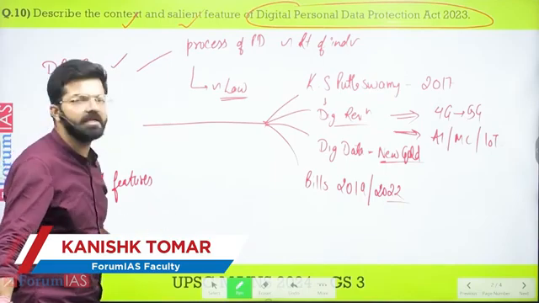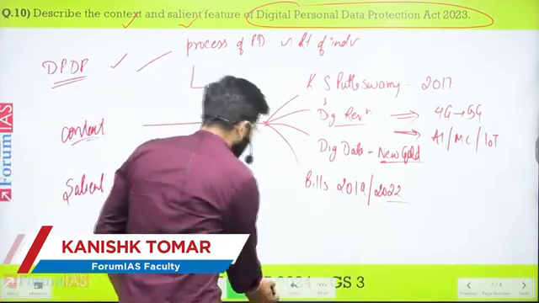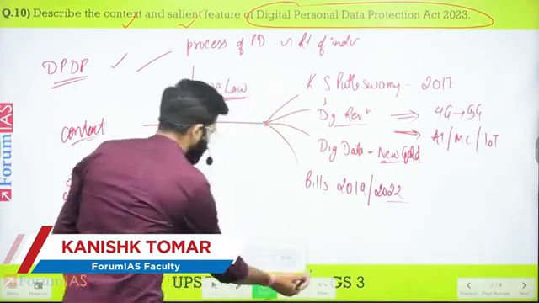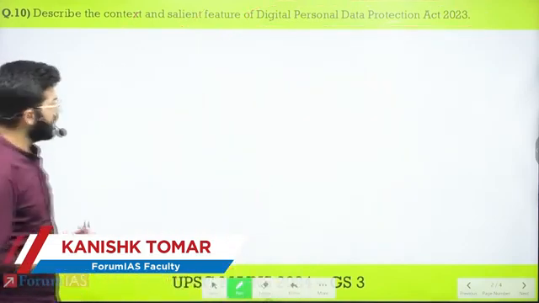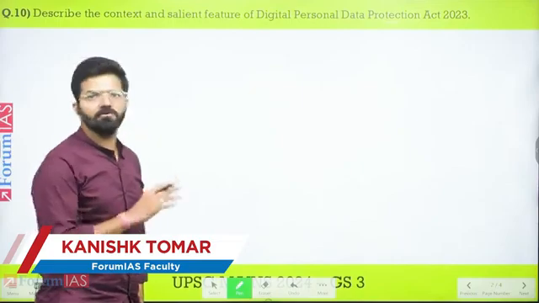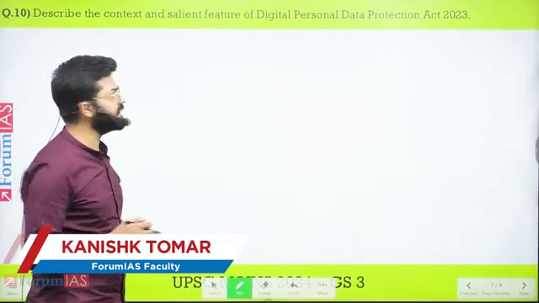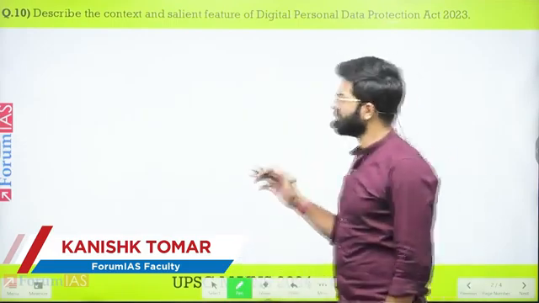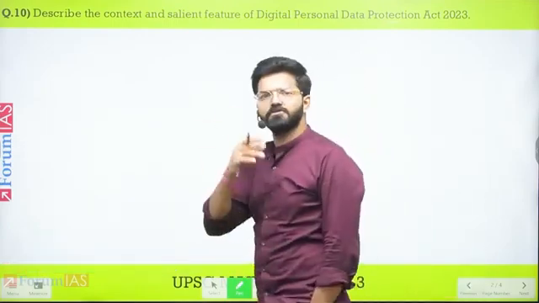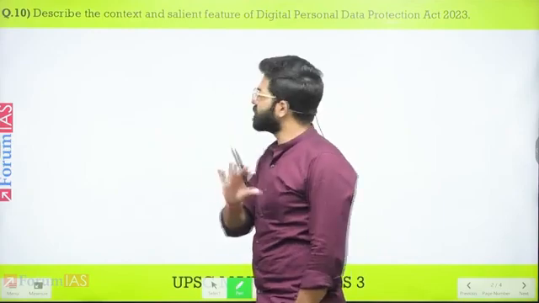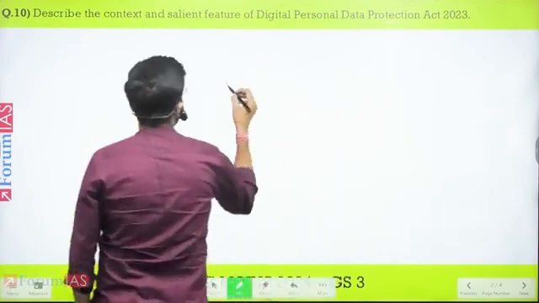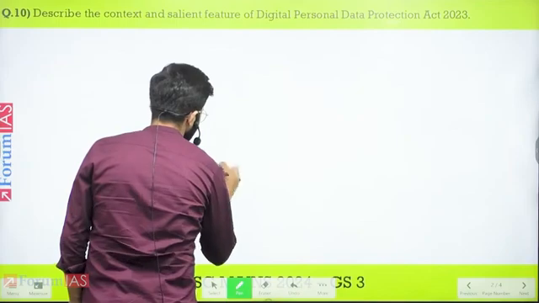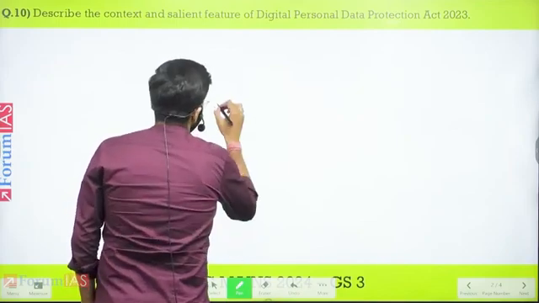Now, what are the salient features? I would expect you and the people who have attempted it that they would have drawn a diagram also, and of course they would have continued with the salient features for a good 1 page of the answer, because there are a lot of salient features. You can write 10-15 points, but of course you can prioritize them. Now, what are the salient features?